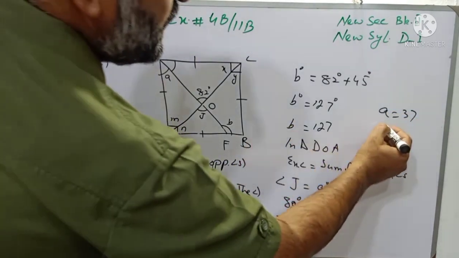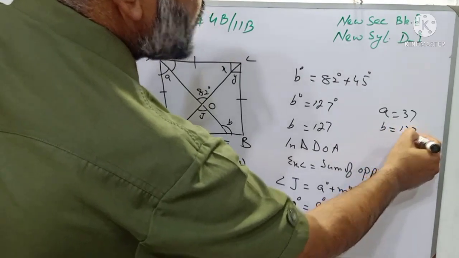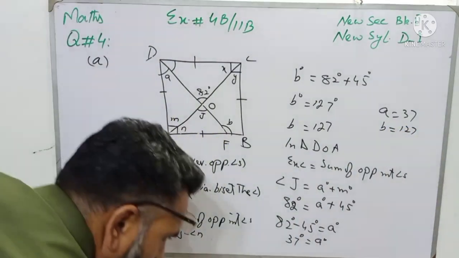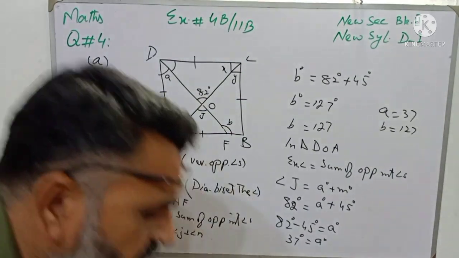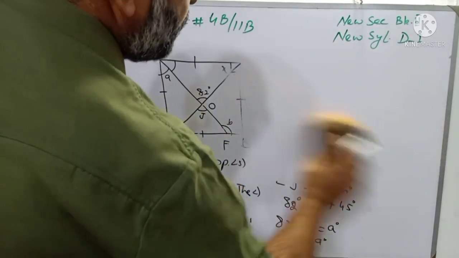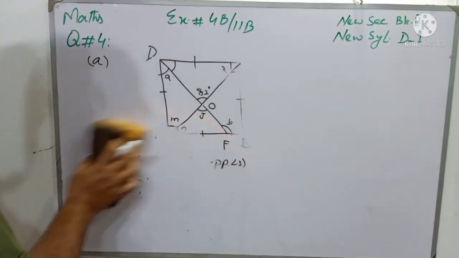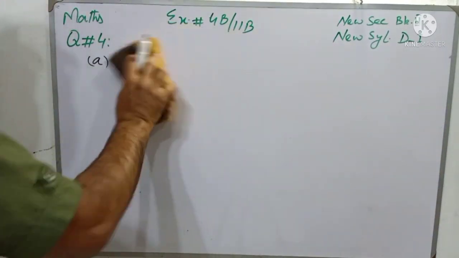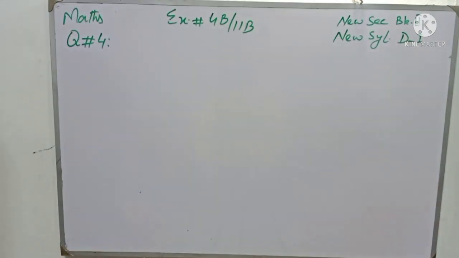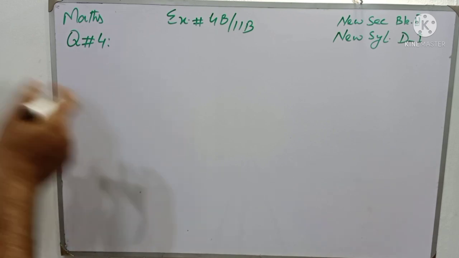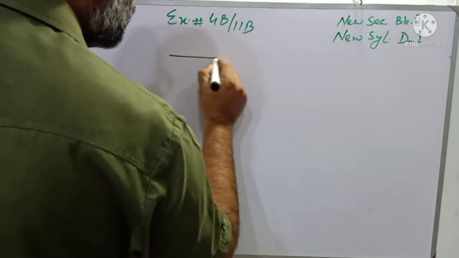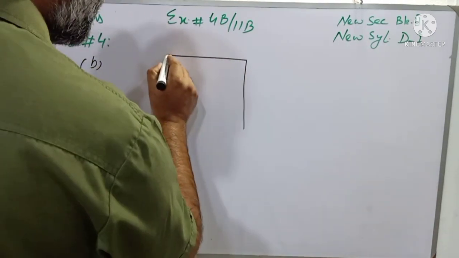And the value of B is 127, and this is the A part of question number 4. Now I am going to solve the B part of the same question, and it is a little bit tricky but not difficult. You must concentrate on this figure and you will definitely be able to understand the B part of the question. Here again is a square.